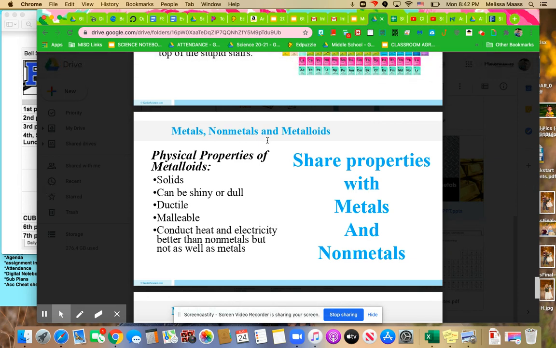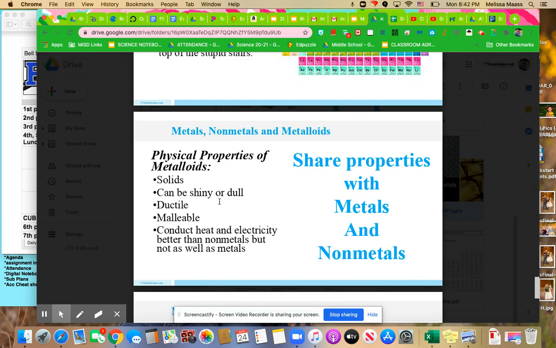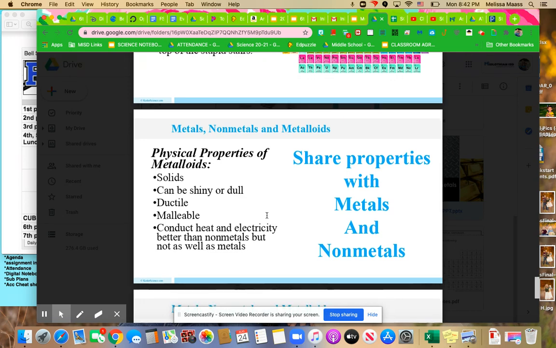They're solids. They can be shiny or dull, okay? Like they can have a great amount of luster or nothing at all. They're ductile. They could be drawn into long, thin wires like the copper for ductile. They're malleable, meaning they can be hammered into thin sheets like the aluminum foil. And they conduct heat and electricity better than nonmetals, but not as well as metals. Okay? So these are like properties that they share with metals and nonmetals, which makes them the oddball ones, the metalloids.